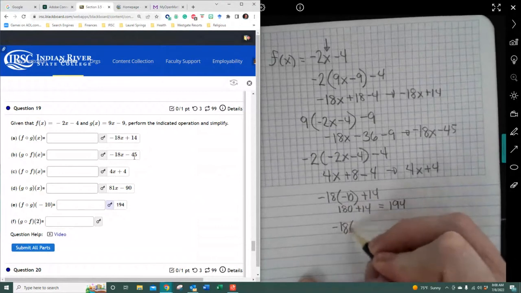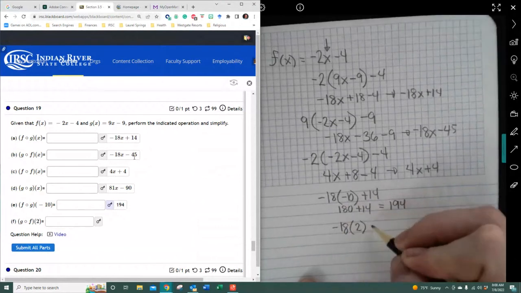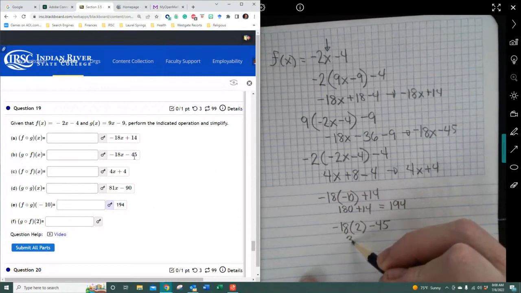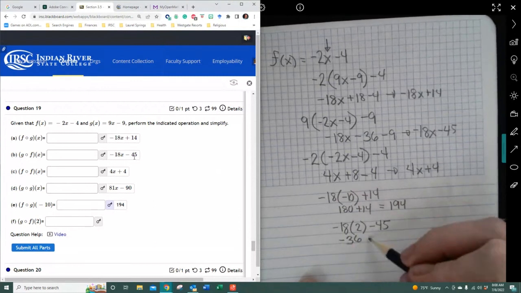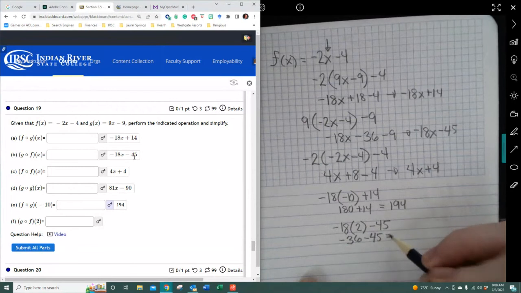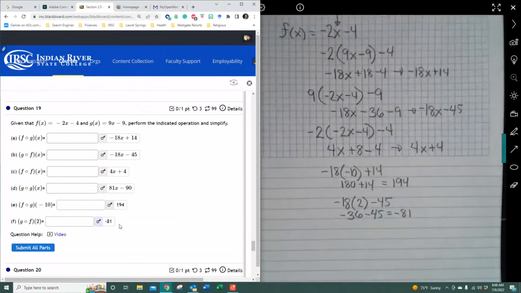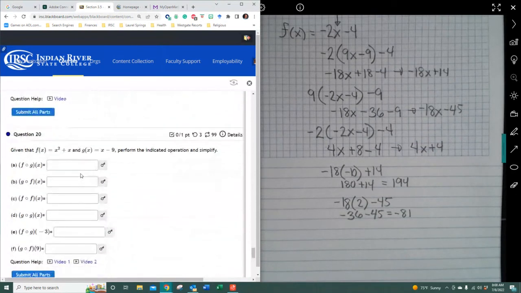So now this is going to give us, what is that, 36? That's negative. And then we add that together. All right. Negative 81. So really it's pretty simple. Okay. F of g and g of f. So you continuously do this process where you're inserting one into the other.